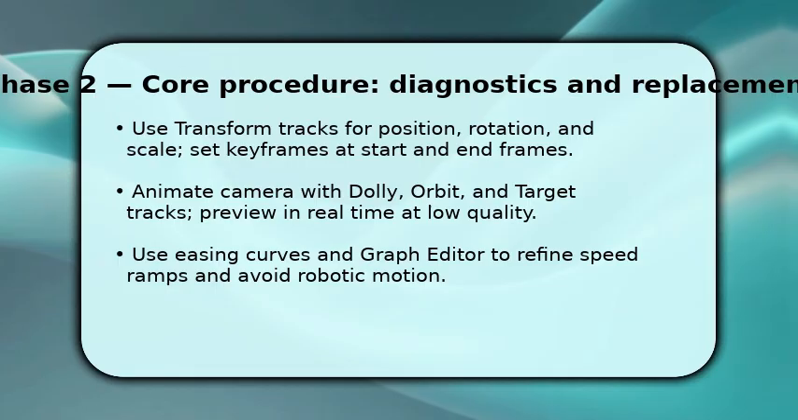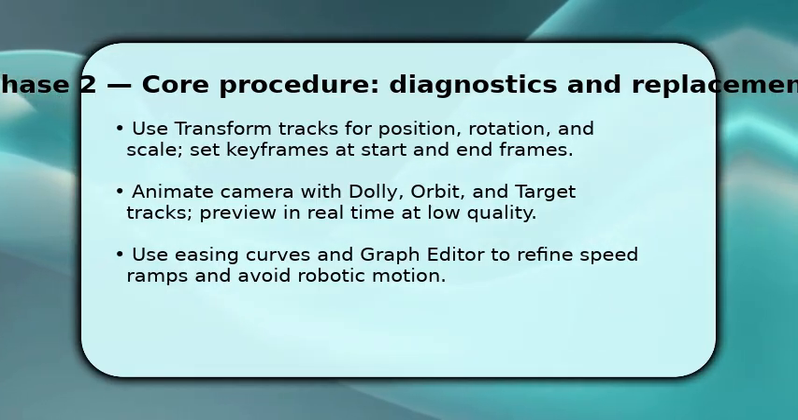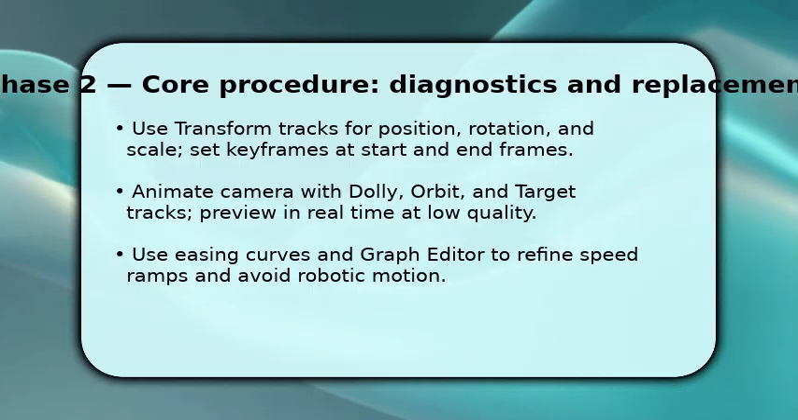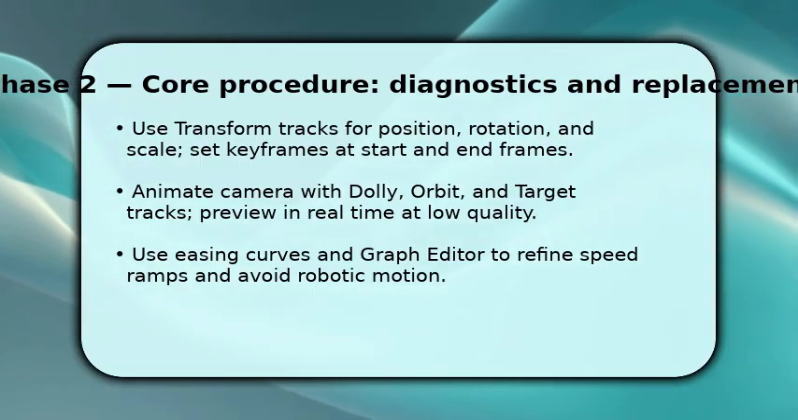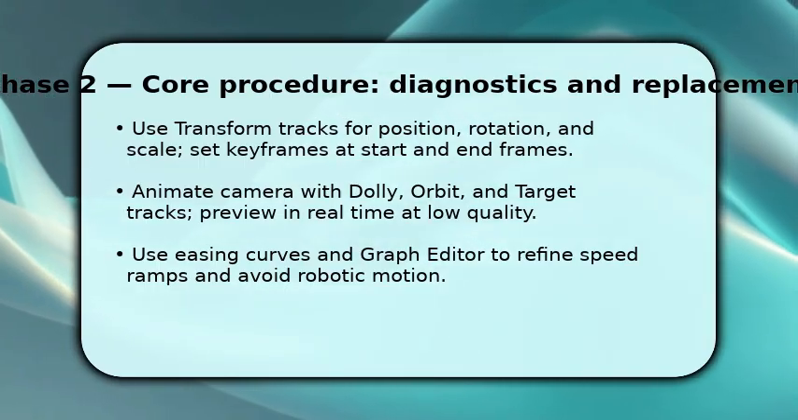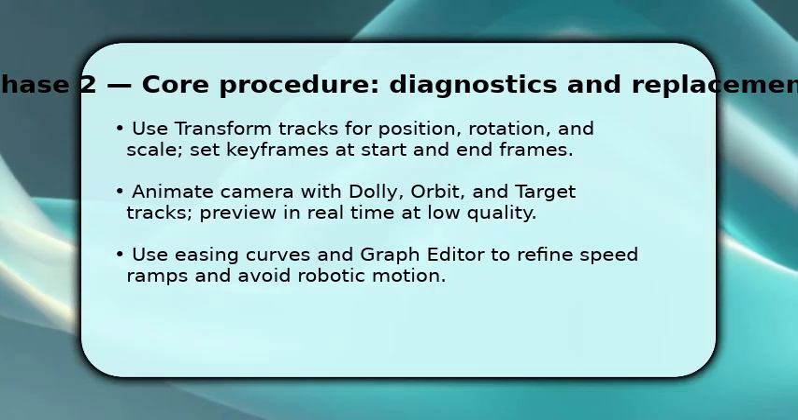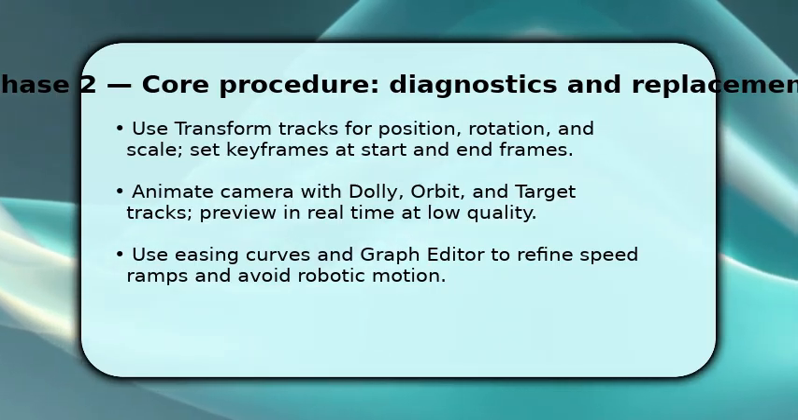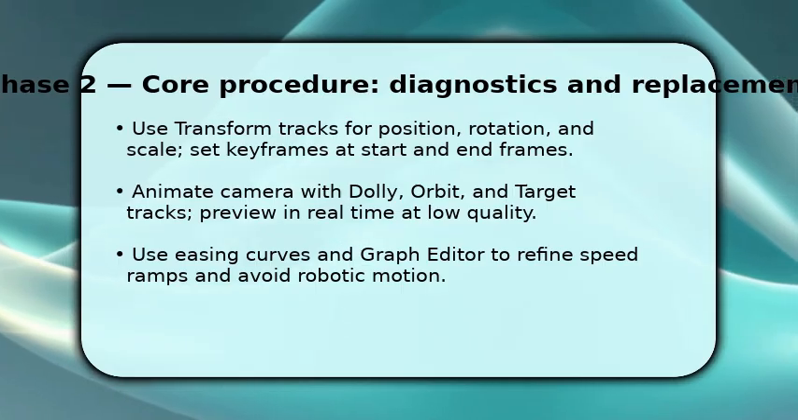At the same time, animate the camera using dolly and orbit tracks and add a target track to keep focus on your subject. Make sure to preview at reduced quality so you iterate fast. To make movement natural, adjust easing with the graph editor. Soft in and out prevents mechanical starts and stops.